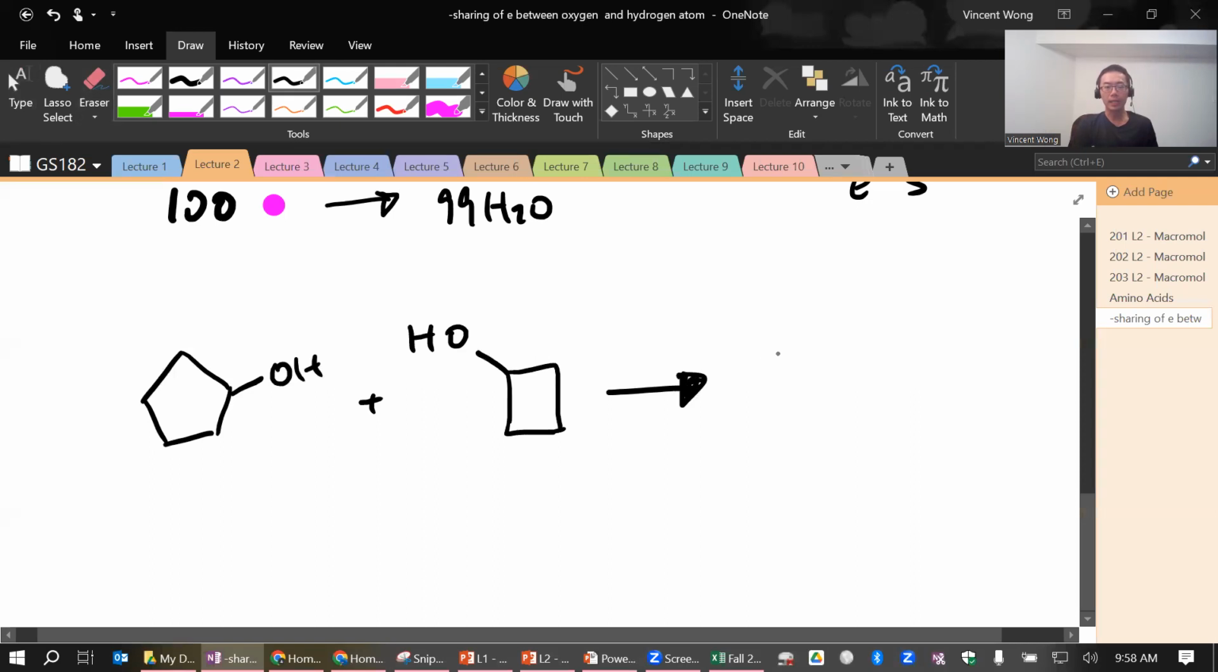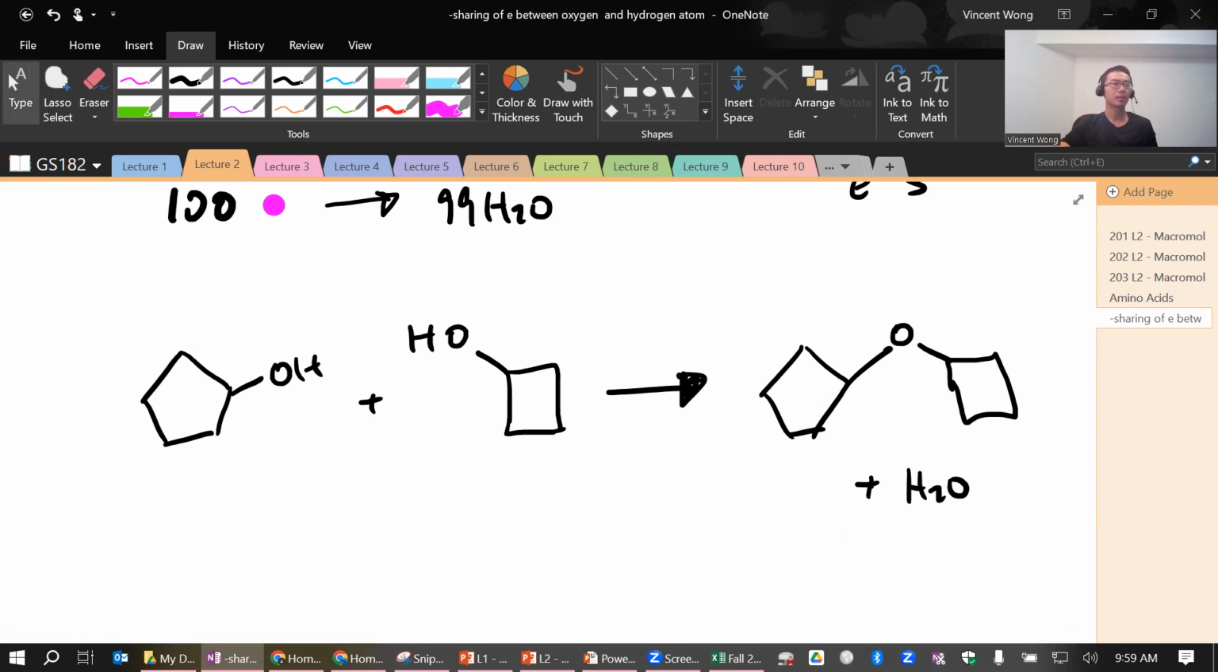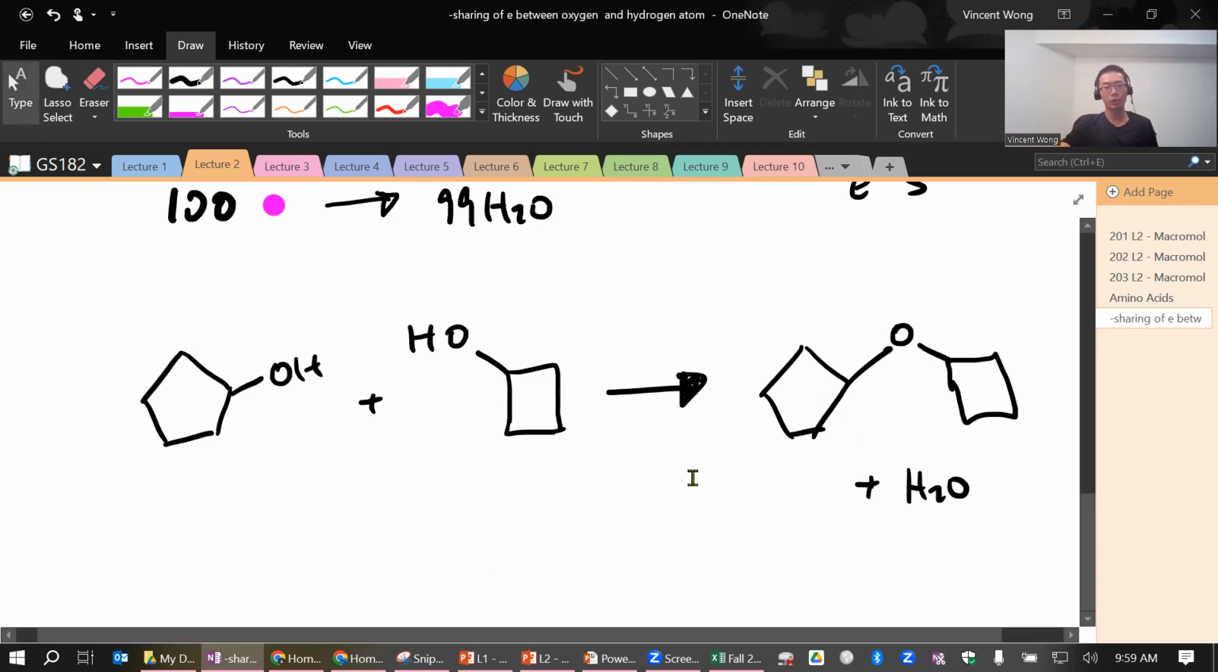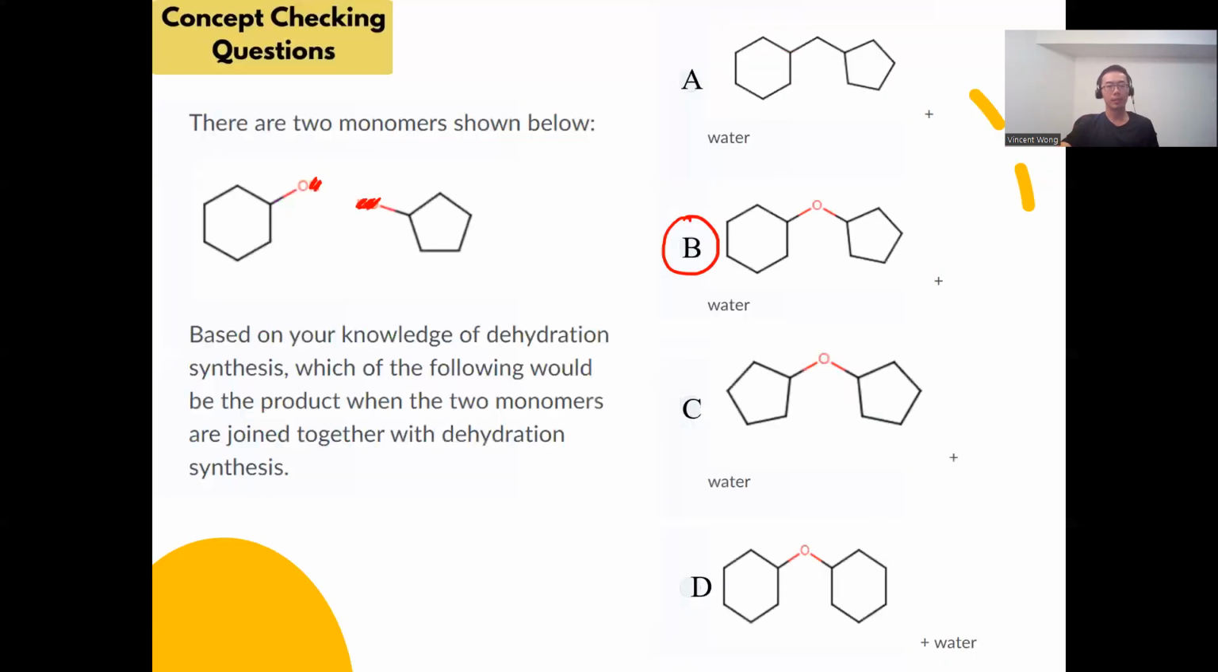All right, so hopefully, I can't see what you're writing, but hopefully you would have a pentagon and a square, and then you would connect them with an O in the middle. And then don't forget to add the water, because it comes out. Is that okay? Yes. Okay, so I'm getting a few yeses. And for the rest of you, if you still don't understand, that's okay. Just ask me afterwards. It's not a problem at all.